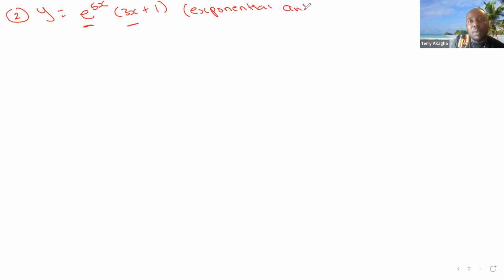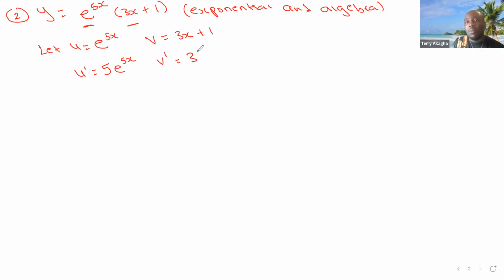and we have an algebra here. So what do we do? The same thing. I'm going to say let u be equal to e to the 5x, and the v is going to be equal to 3x plus 1. Now remember how to differentiate exponentials. So e to the 5x is going to give me 5 e to the 5x. And when you differentiate v, if you differentiate 3x, it's going to give me 3. We're done.